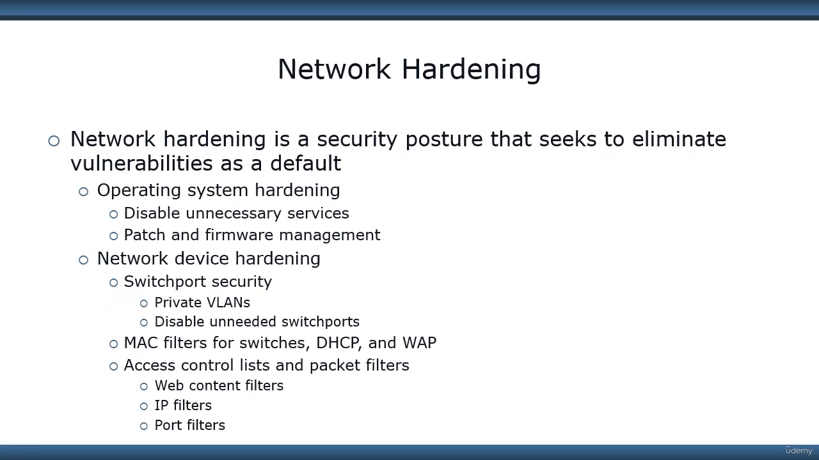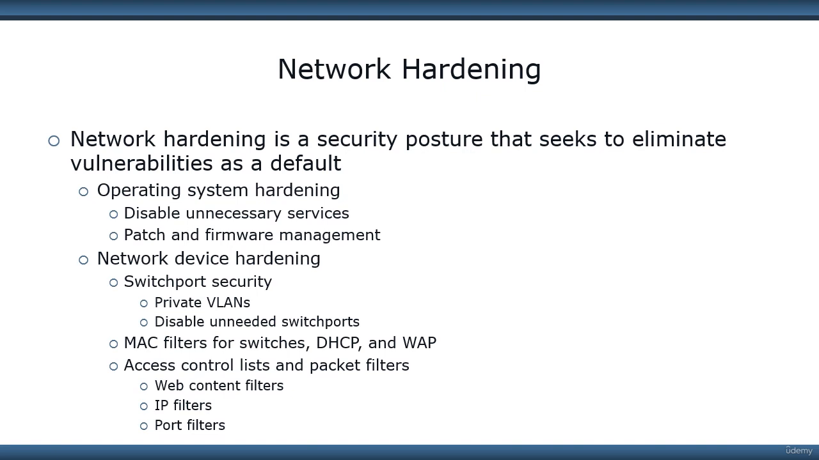Network hardening is just a term that describes a security posture that is going to try to eliminate vulnerabilities as a default. We're going to go through and we're going to quote unquote harden the systems. All that means is we're going to go through and do a number of things that we've already talked about, but we're going to have a process and a procedure for doing this. So for operating systems, we would centrally manage firmware and patches, making sure that we can scan for the lack of patches and that we can push those out or even require them before a system is able to connect. We would try to identify and disable unnecessary services. That would be operating system hardening.